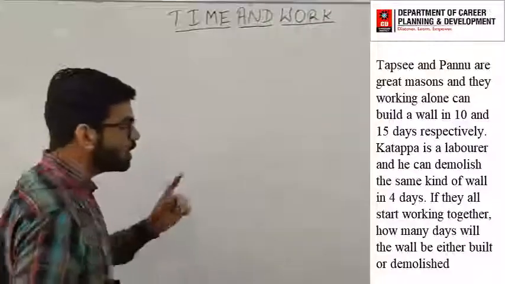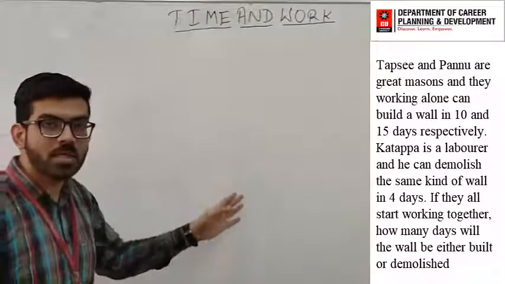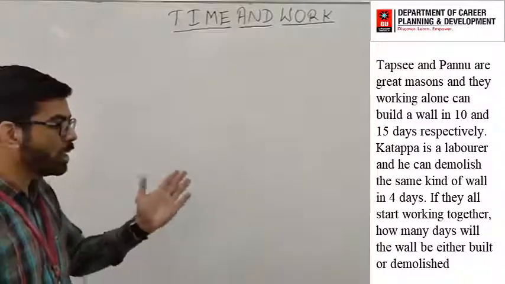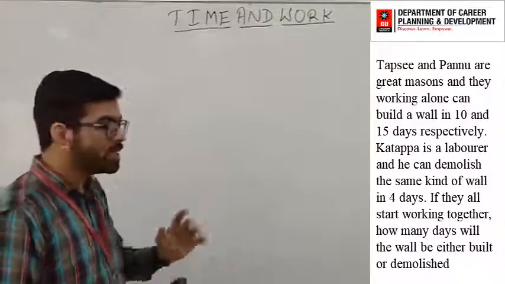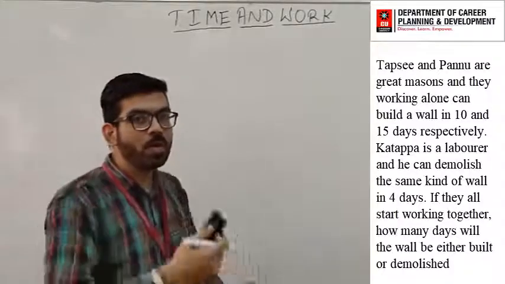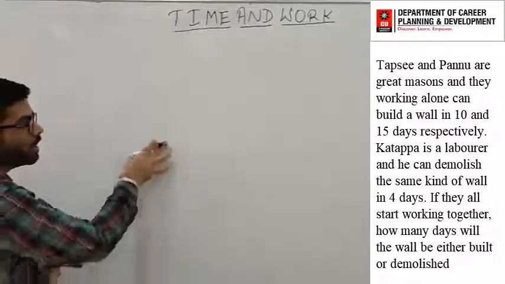There are 3 persons T, P and K. T completes the job in 10 days, P can complete the same job in 15 days, and K can demolish the job in 4 days. All of them are working together. In how many days will the job be completed or demolished? This was the question, so let's construct the diagram.